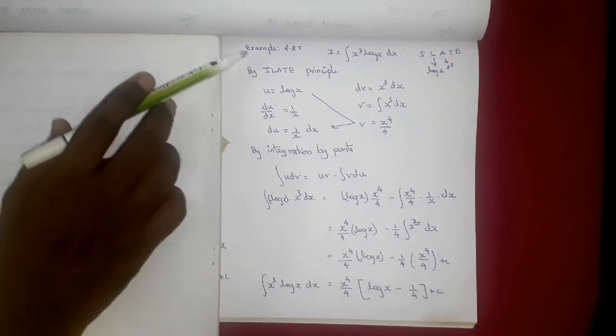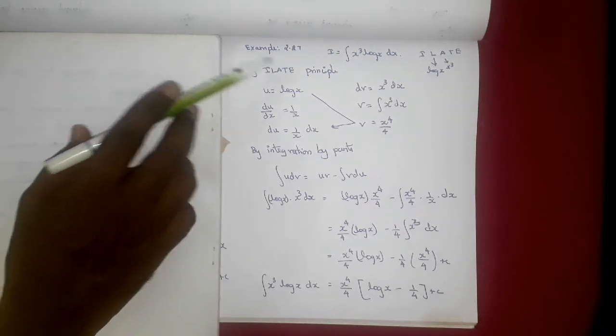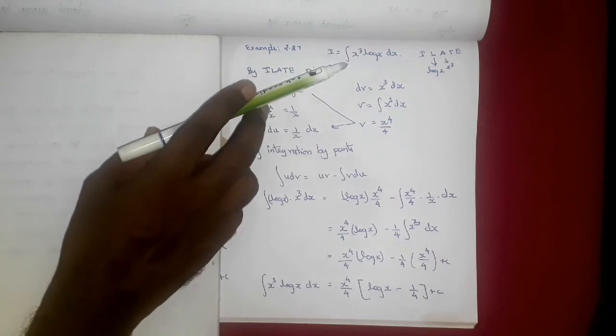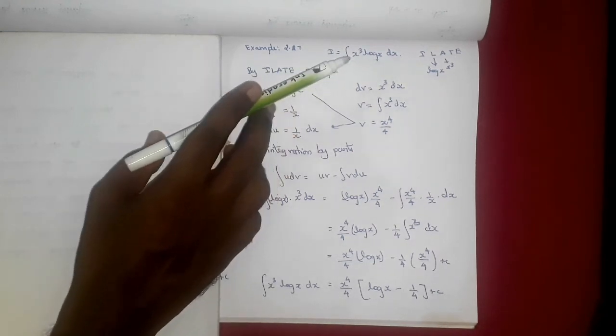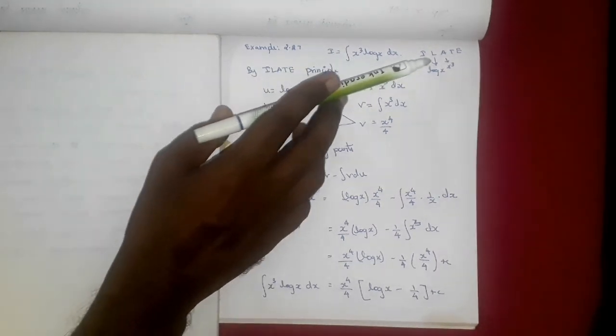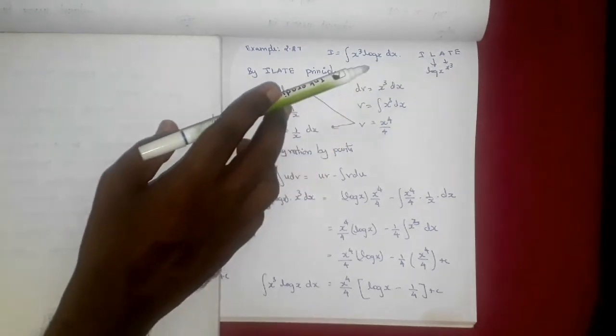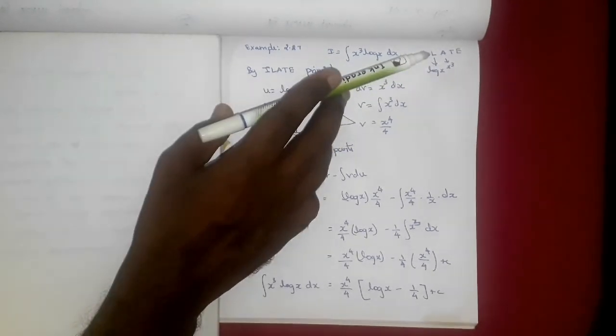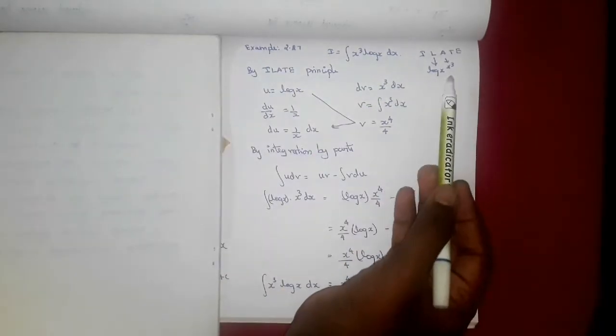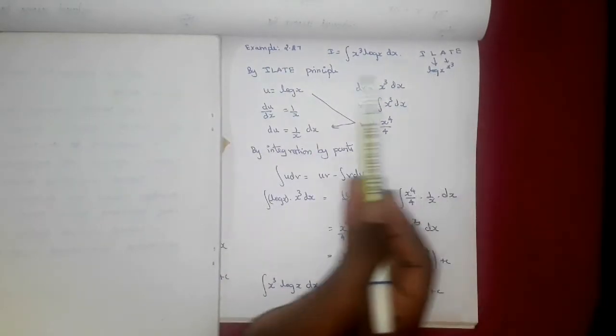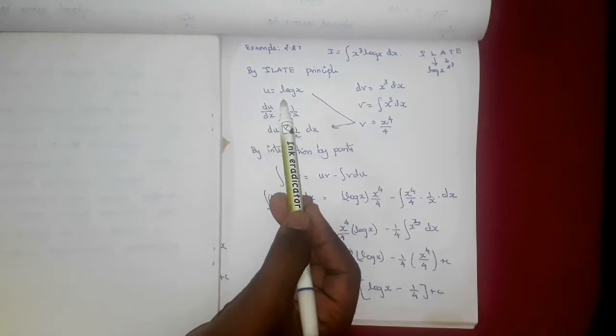Now we are going to see example number 2.27. I equal to integral x cube into log x dx we got. So x cube is an algebraic function. So below A you write x cube, and log x is a logarithmic function. So below L write log x. Out of these two, which comes first? Log x. So by the ALGE principle, u equal to log x.